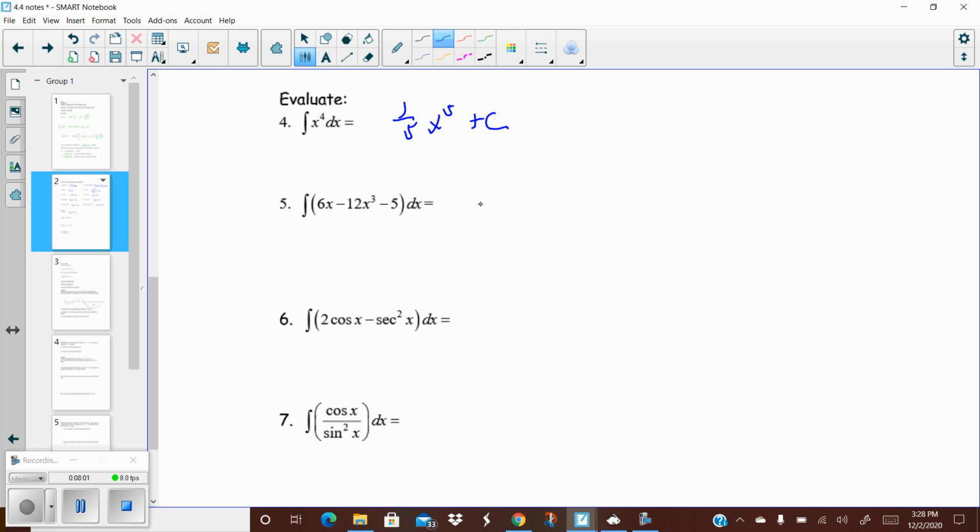Antiderivative of 6x is going to be 3x squared. Antiderivative of negative 12x cubed is going to be negative, let's see, x to the fourth, so dividing by 4 is 3. Negative 3x to the fourth, and then minus 5x. Don't forget the plus c. Antiderivative of 2 cosine of x is 2 sine of x. Antiderivative of secant squared is tangent of x. Don't forget the plus c.